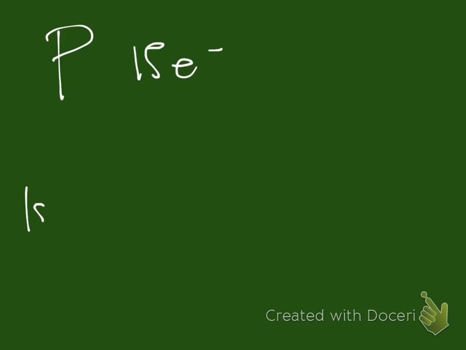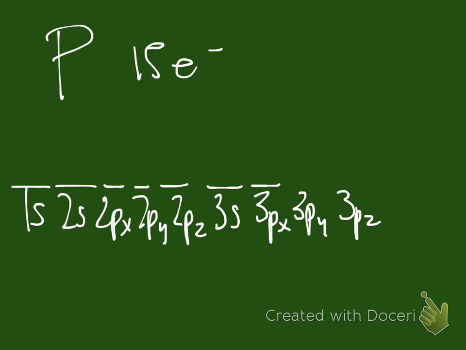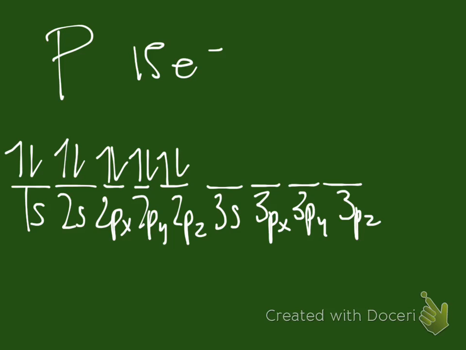Let's draw your orbitals: 1s, 2s, 2px, 2py, 2pz, 3s, 3px, 3py, 3pz. What do we do with the first 2? Next 2? The next 6. I just like making sound effects. So we're up to 2, 4, 6, 8, 10. 5 to go. Where do the next 2 go? 3s. And then we're up to 12, we have 3 to go. 1, 2, 3. It's not hard at all.